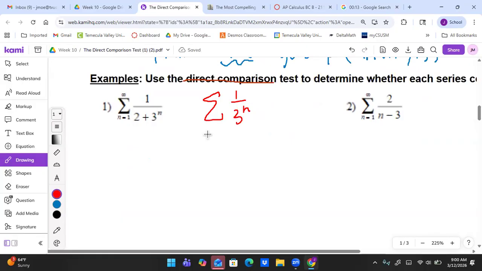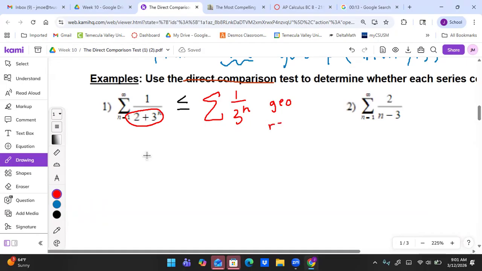Why? Because geo's easy. We know it at the top of our heads. Before I even discuss if this converges or diverges, the first thing you need to do is determine which one's bigger and which one's smaller. So 2 plus 3 to the n is a bigger denominator. The bigger the denominator, the smaller the fraction overall. So that makes our original series the smaller one, less than or equal to. You have to see which one's bigger and smaller first, and then you're going to do your test on the new series you're comparing this to.